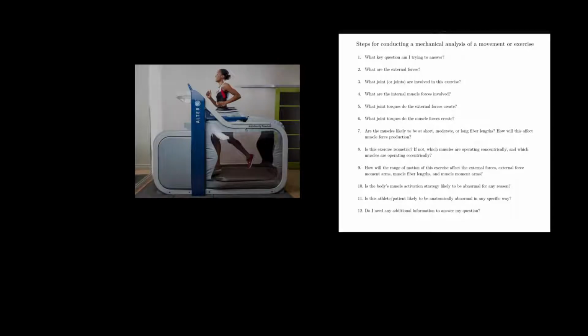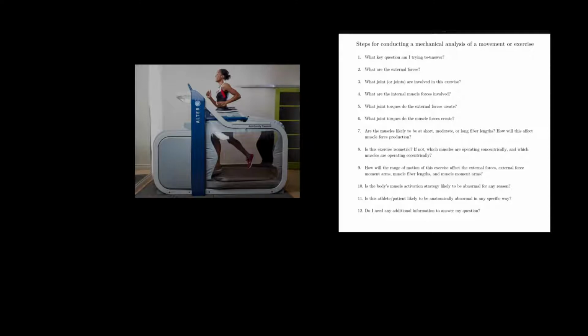In the next few videos, I want to go through an example of applying some steps for conducting mechanical analysis of a movement. And I'm going to do so using this little checklist guide here. There's an expanded version of this available on the Canvas site, which has some details for each of these steps, which hopefully I'll be able to explain as we go through this.